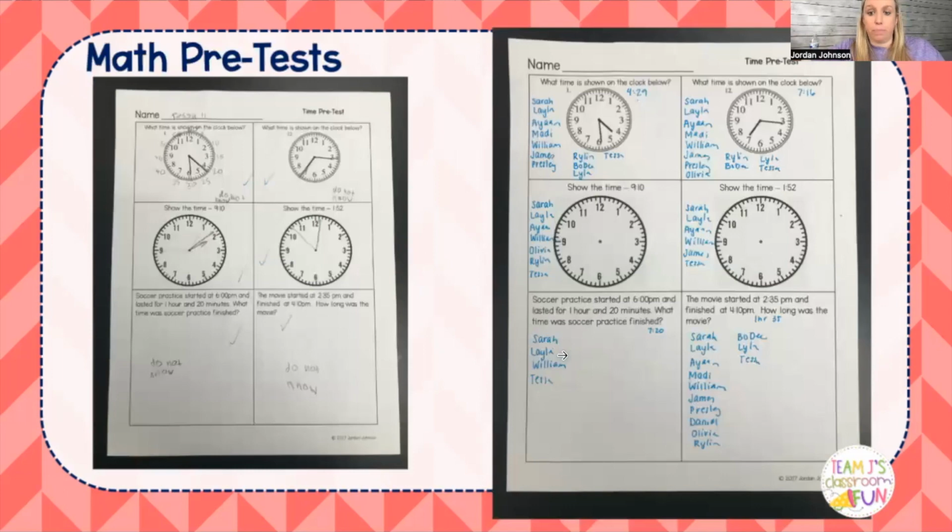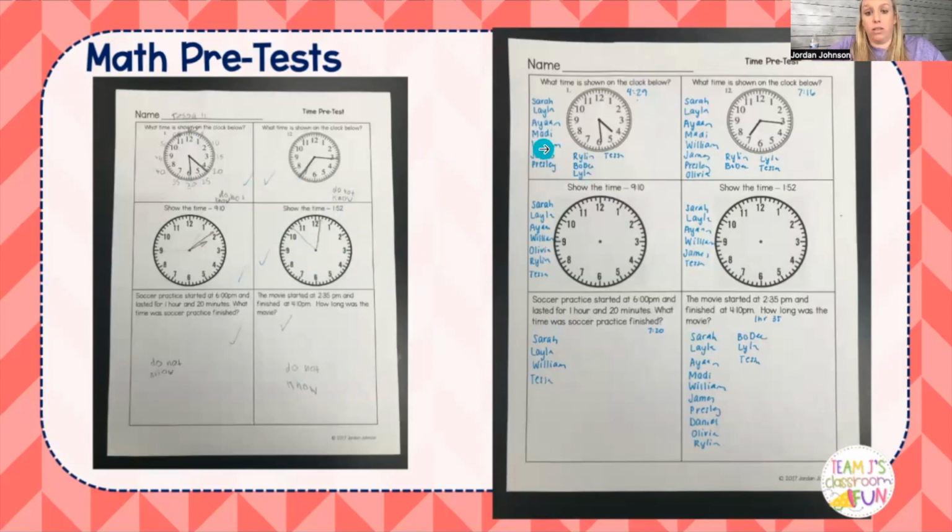Here's two more examples. Actually, no, sorry, this is still the same test. So this is still the telling time test, and you can see what I do when I'm done. So obviously I check through the child's test. You can see this child wrote, do not know, do not know. Fine, that's okay that you don't know. I'm going to eventually teach you that, right? That's part of what I'm going to be teaching you.